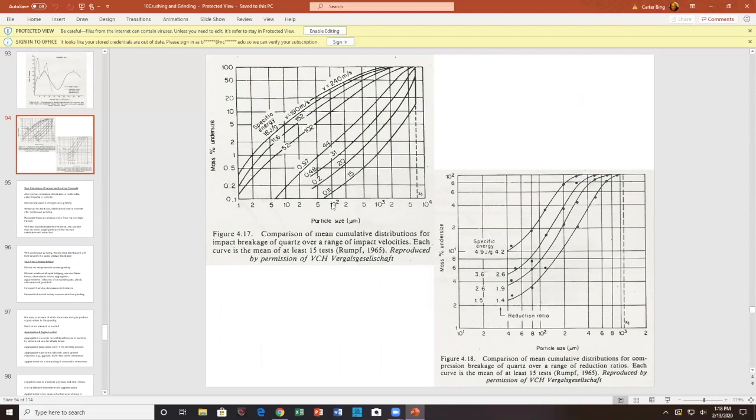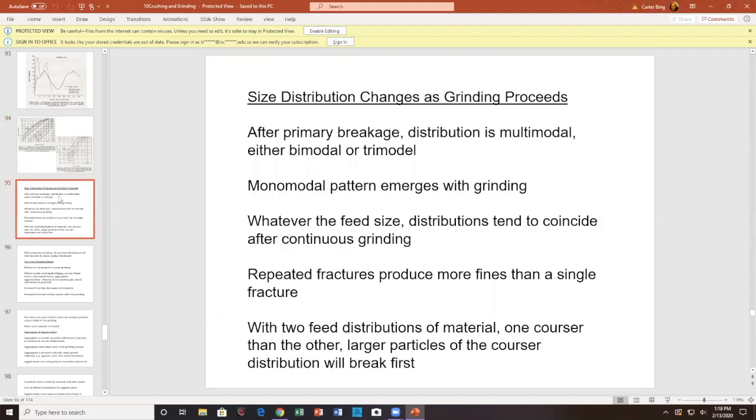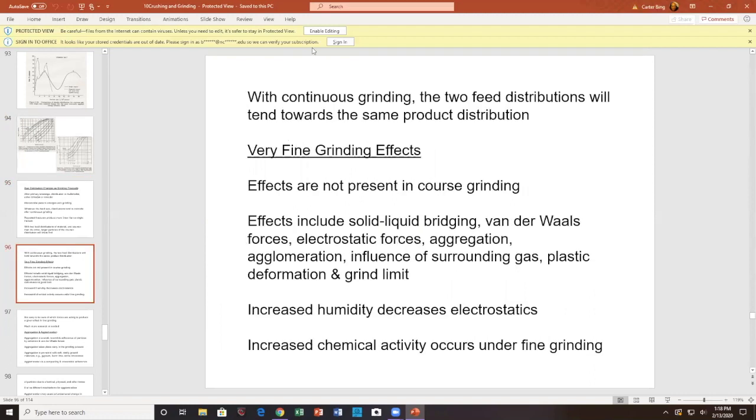But down here, I doubled energy, or I put energy up by a factor of 10 here. The shape of the distribution tends to be the same. Up here, I only tripled or doubled the energy. Anyway, these size distributions are the same shape. That's what I'm saying in these statements here: the two feed distributions will tend towards the same product distribution.